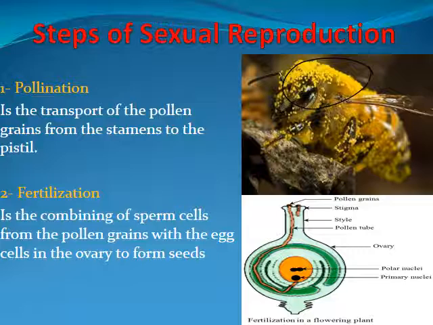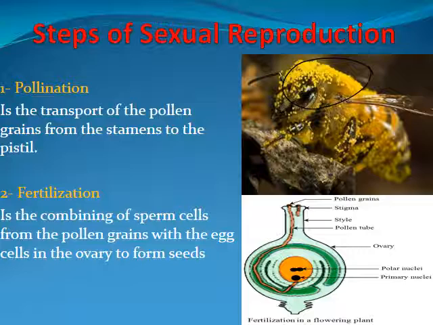The pollen grains produce sperm cells which travel down the tube. Each sperm cell combines with the egg in the ovary to form a seed. Excellent. It's the combining of sperm cells from the pollen grains with the egg cells in the ovary in order to form what? In order to form seeds.